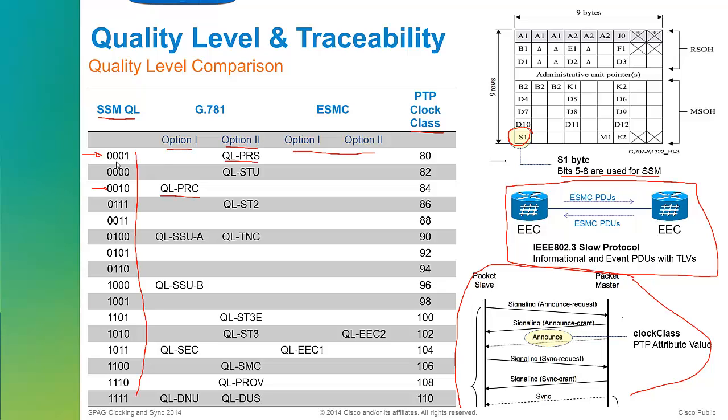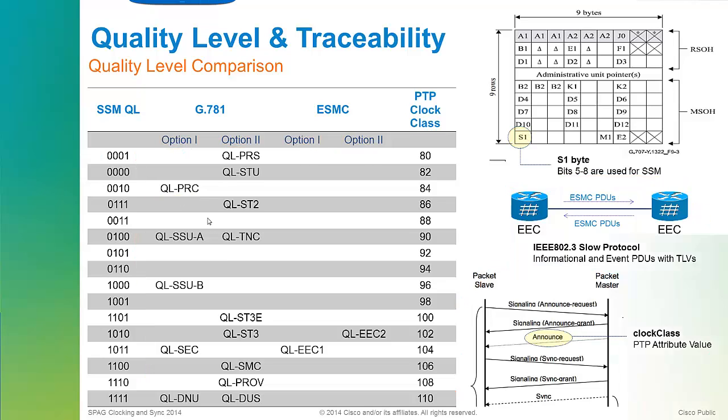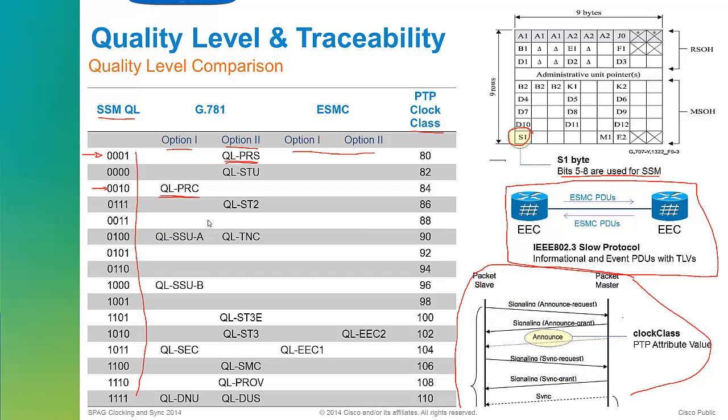So what this means is if you get a quality level of 1, an SSM value of 1, it means you're in an ANSI network and you're connected to a primary reference source. If you're getting 10, it means you're in an ITU network and you're connected to a primary reference source. And then you can see with the various quality levels, you go down to SSUA, SSUB, SEC, which is the normal router, and then the do not use, which means it's not to be trusted.